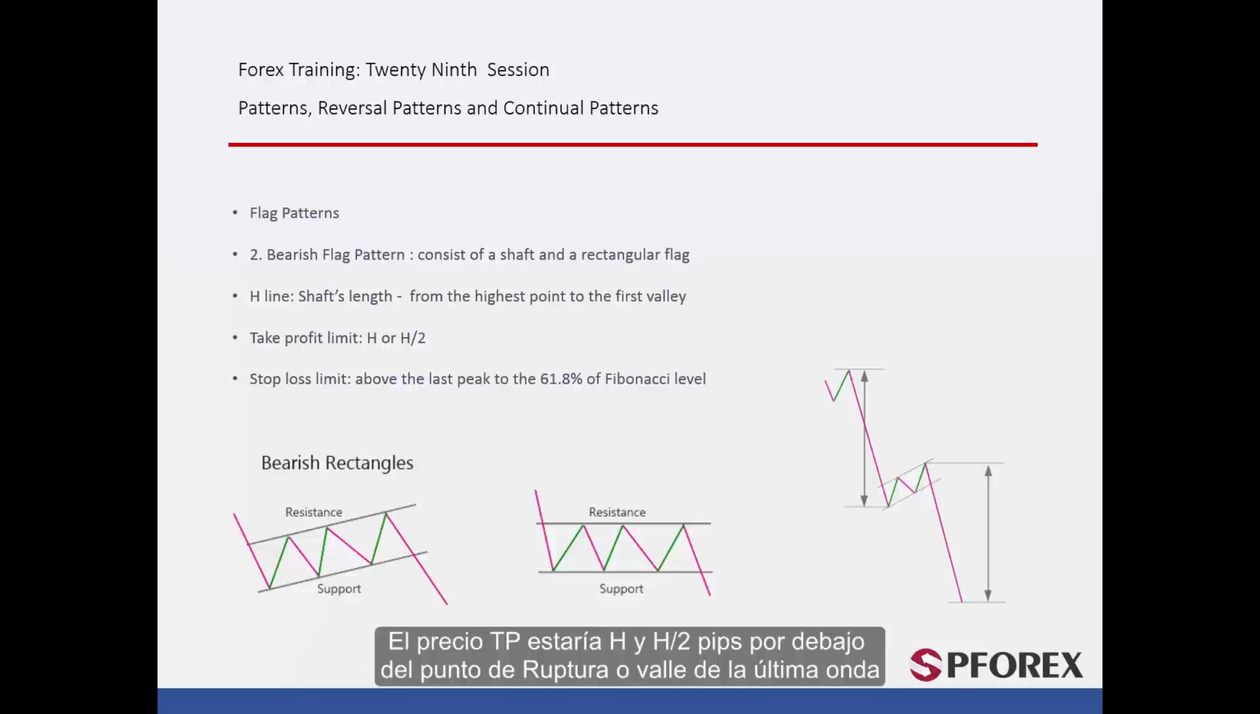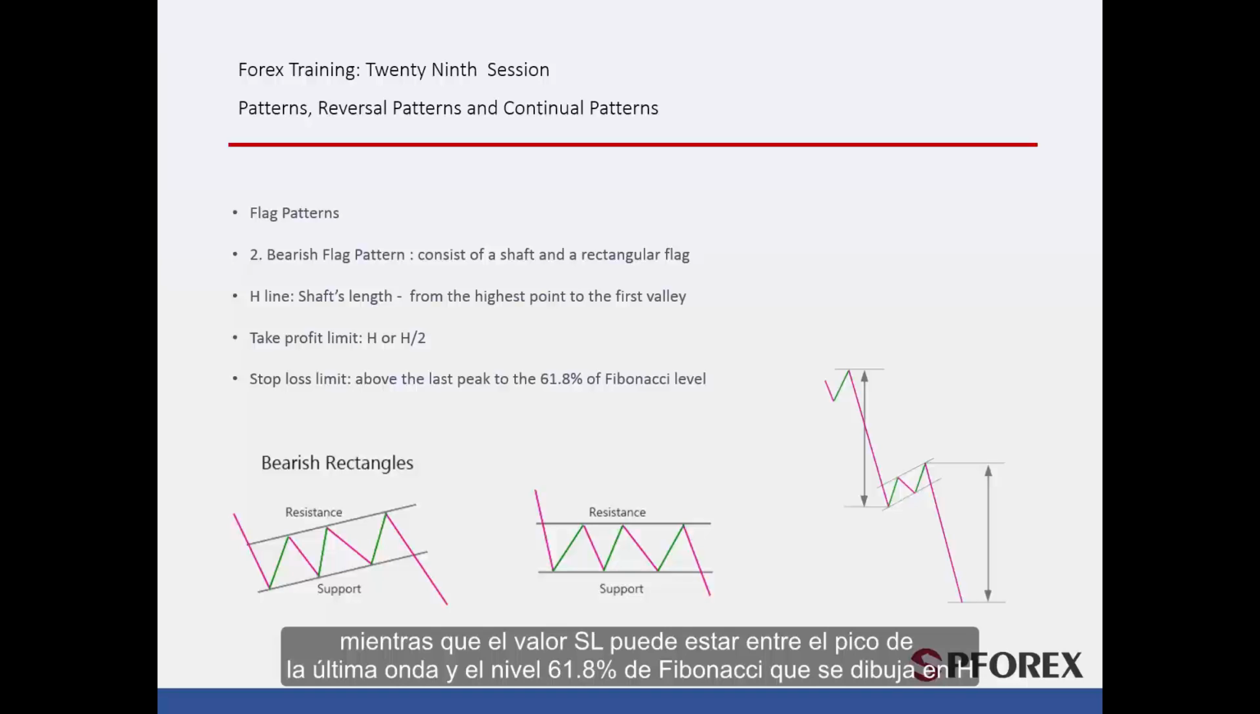TP price would be h and h2 pips below a breakout point or the valley of the last wave, while SL can be between the peak of the last wave and the 61.8% level of the Fibonacci that is drawn on h.